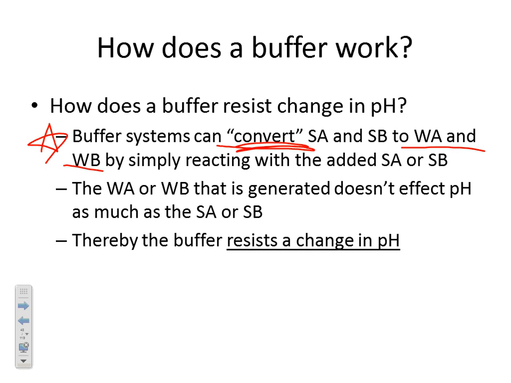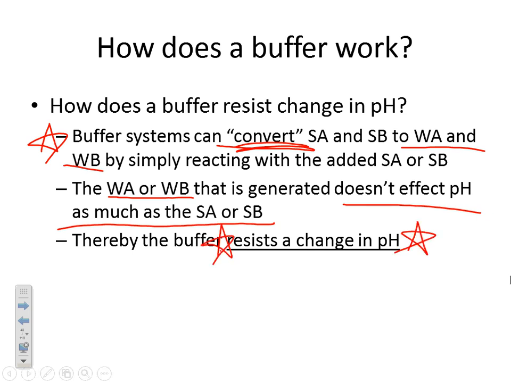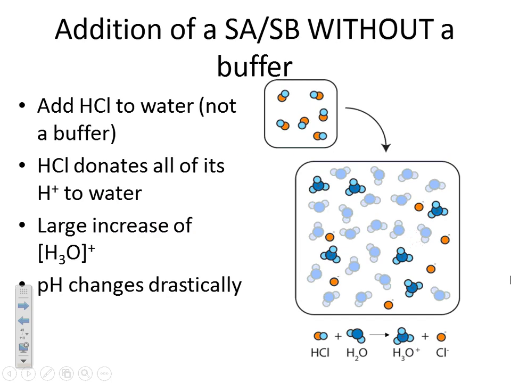Meaning you have that system set up, you add in a strong acid or strong base, the buffer actually reacts with it and converts it into not a strong acid. It actually converts it into a weak acid. And the weak acid or weak base that's generated does not affect the pH nearly as much as the strong acid or the strong base, because that's simply the definition of strong versus weak acid. A weak acid does not completely dissociate, so you do not get nearly as many H plus ions from it. So we take a strong acid, we turn it into a weak acid through a reaction, and we get something that will not affect the pH as much. We resist that change in pH. We are not going to be altering the amount of H plus or OH minus ions significantly.